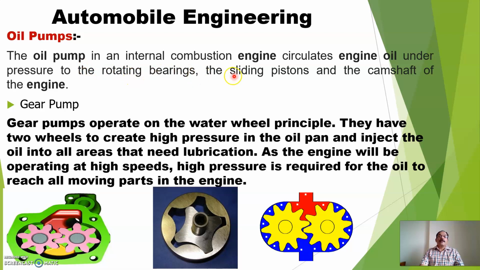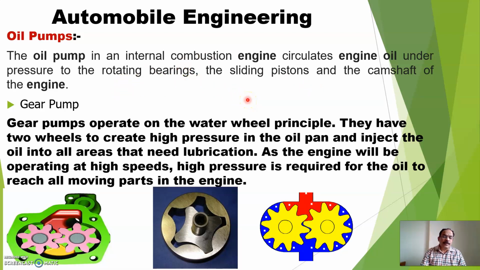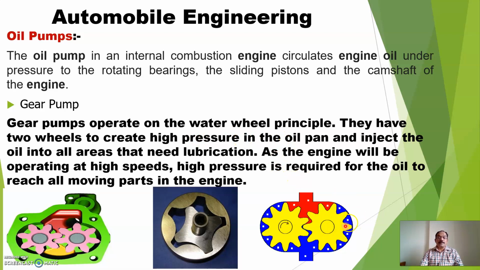Oil pumps in an internal combustion engine circulate engine oil under pressure to the rotating bearings, the sliding pistons, and camshaft of the engine. Generally, so many pumps can be used, but generally the gear pumps are major contributors. See how the gear pumps work. Gear pump works in this way. It takes the oil from one side, it traps the oil in the pockets, and it delivers on the other side. These are the positive displacement types of pumps. These never return this oil to the inlet section. They always deliver the oil.